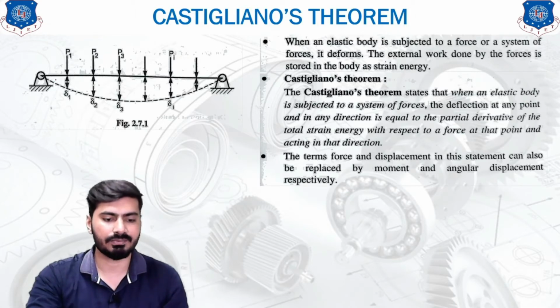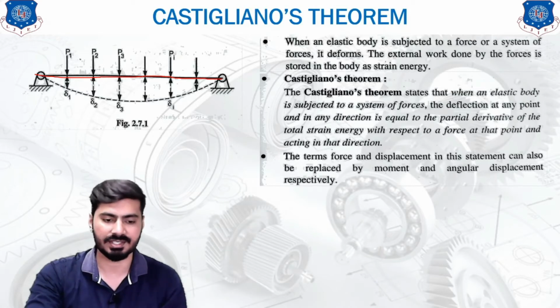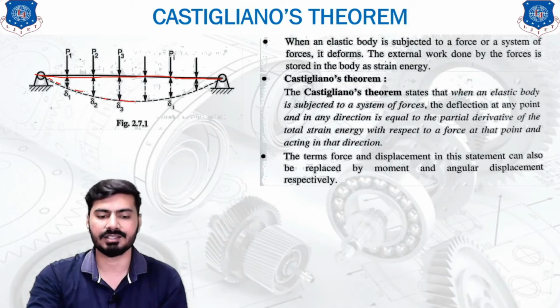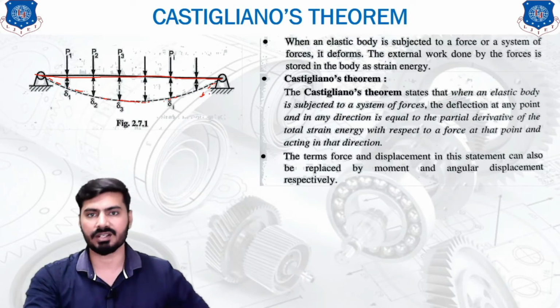So this is the deformation of the beam. This is the initial condition where the beam has not been deformed, or we can say before the application of the forces, and after the application of the forces the beam is now deformed in this manner. So we have considered two different conditions: before the application of the forces and after the application of the forces.